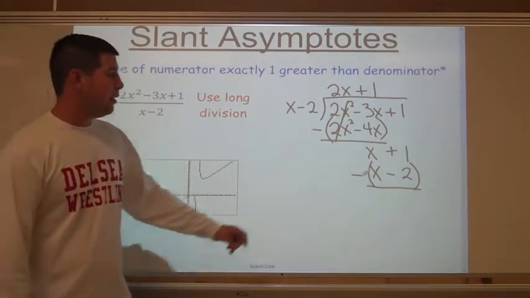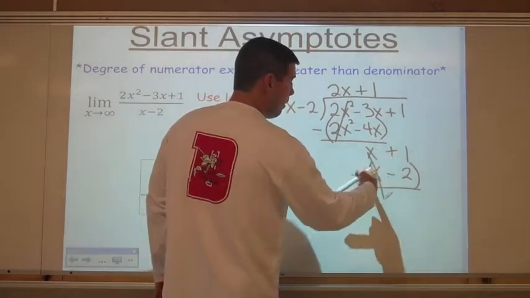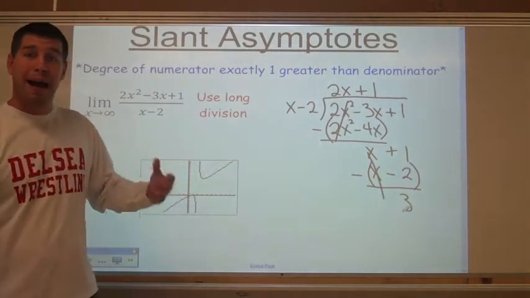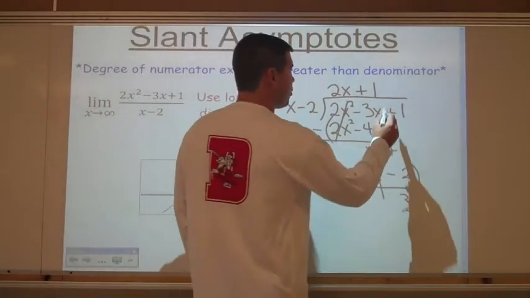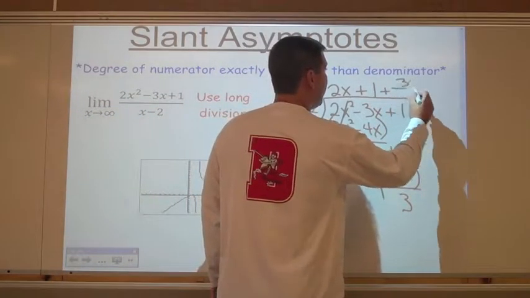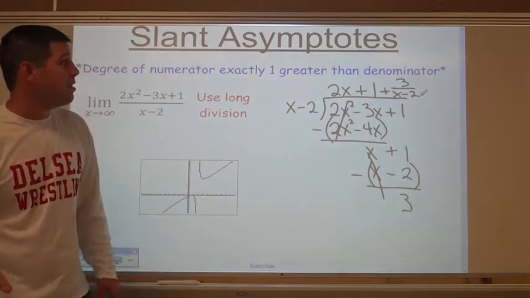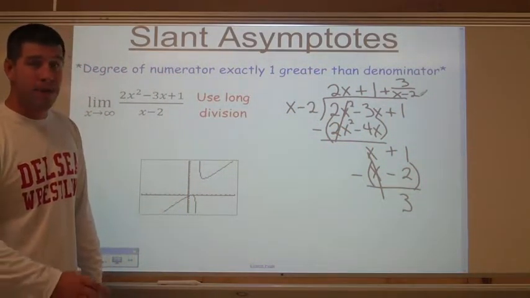Subtract the whole thing. X minus x cancels. 1 minus -2 is a 3. And that's going to give me a remainder of 3 out of x minus 2. So it's plus 3 over x minus 2. You should remember this from your pre-calculus work, right? Maybe even your Algebra 2 course.